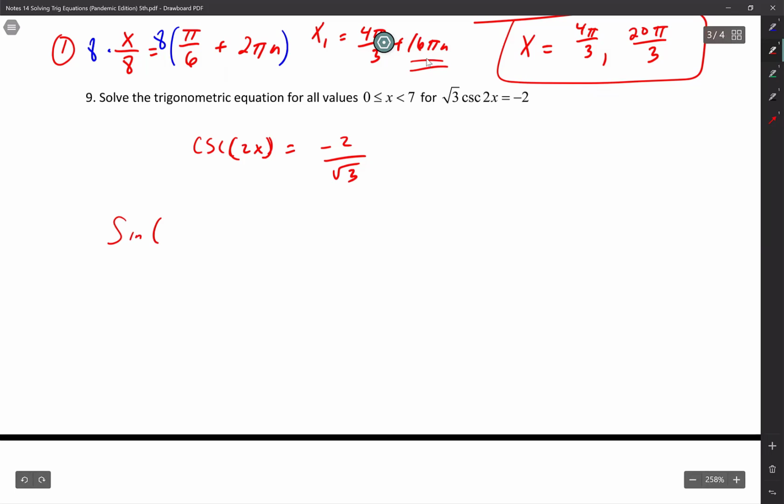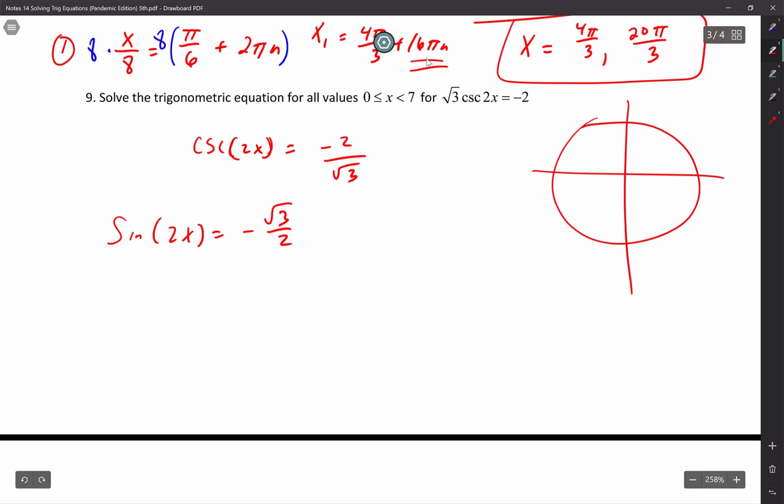So I'm going to write sine 2x equals a negative square root of 3 over 2. And then I go back to my unit circle, and I'm just going to look where sine is negative square root of 3 over 2. That happens down here in quadrant 3 and down here in quadrant 4 because sine is the y value.